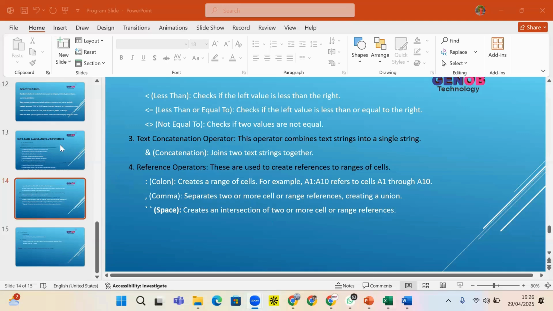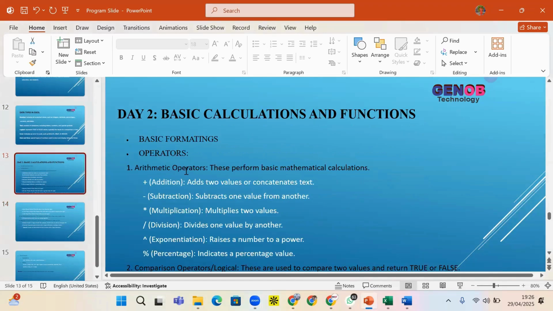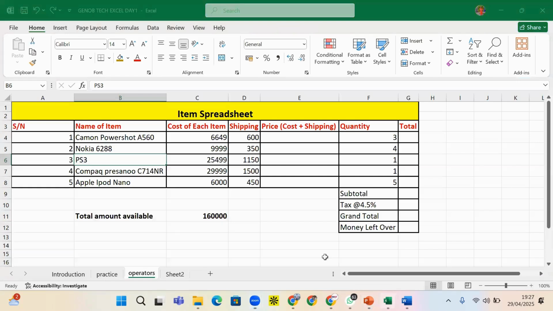So let's start with the basic arithmetic operators that we have. Arithmetic operators. First one is addition, subtraction, multiplication, division, exponential operator, sorry, and percentage. Okay, we head on to Excel. Let's use this data that we have to see what we can do.